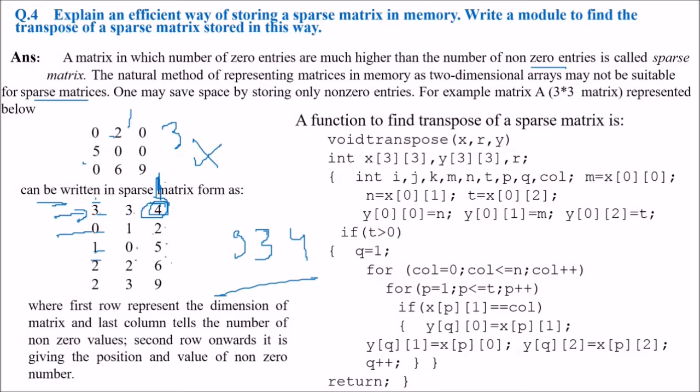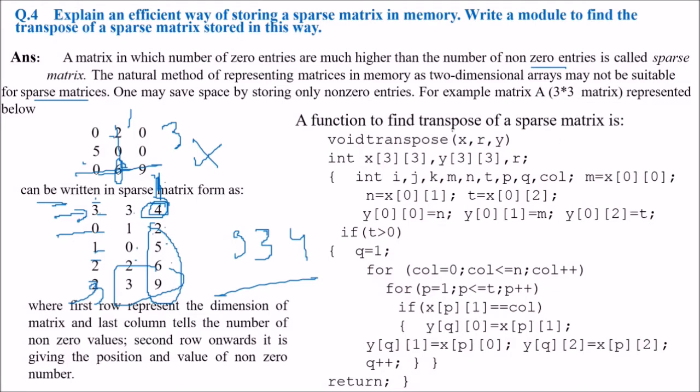2, 2 is this 6, the third row and third column. Here 9 is where? It should be third row, third column. Okay. So this is how the positions can be told, and this is how we can efficiently store the sparse matrix. Write a module to find the transpose of a sparse matrix.